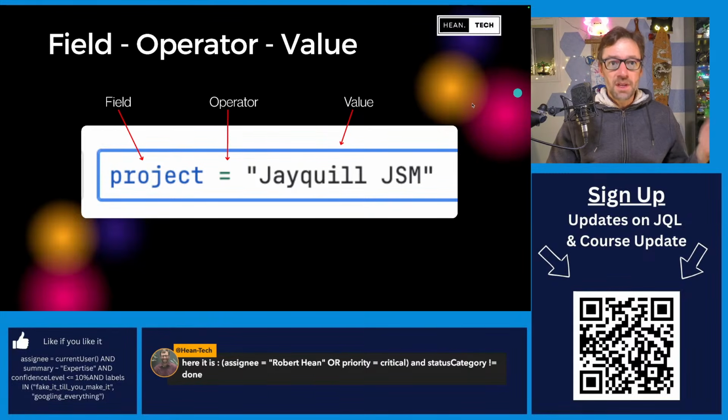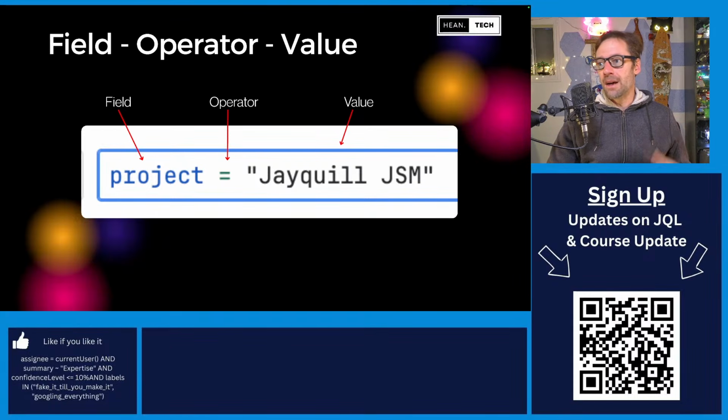In the example on the screen, project is my field, equals is my operator, and JQL JSM is my value. Every clause has to have these three things and only these three things. So if a clause is missing one of these, it does not work. Whereas a statement needs at least one complete clause.